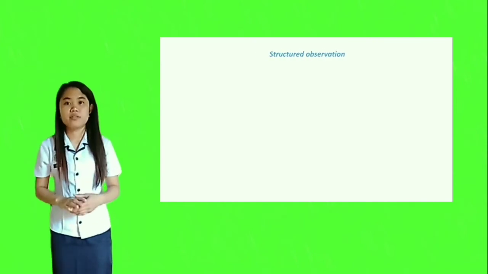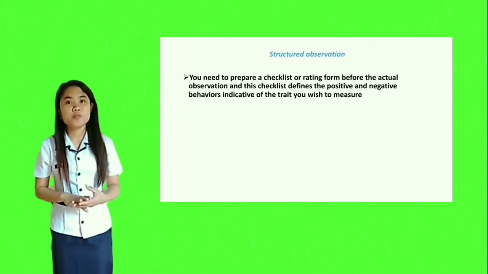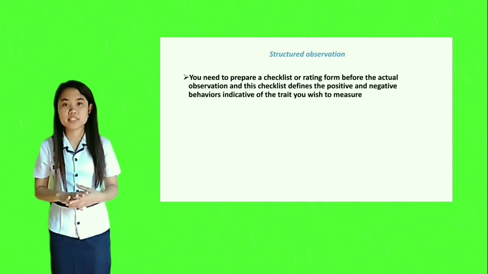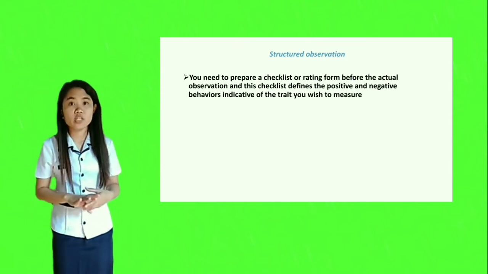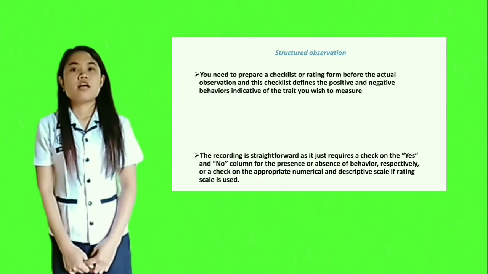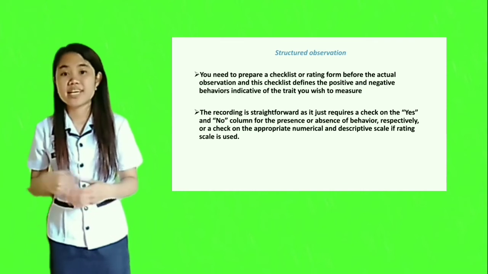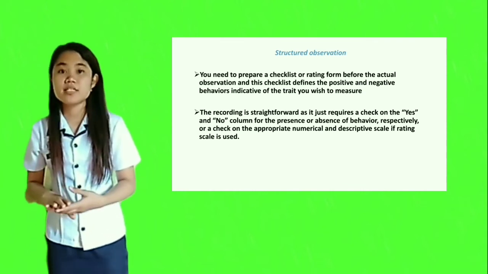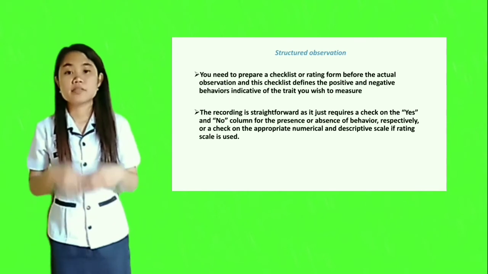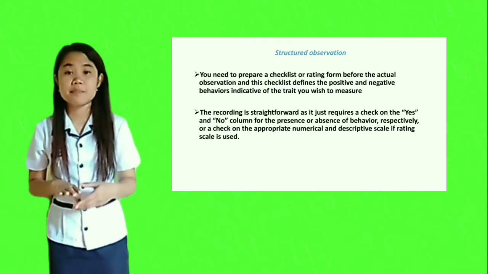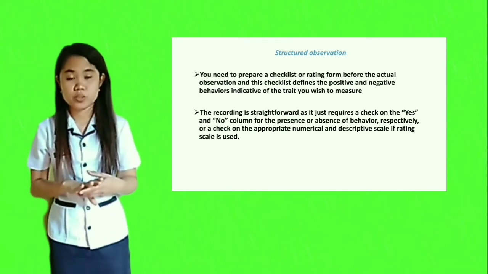Structured observation. You need to prepare a checklist or rating form before the actual observation, and this checklist defines the positive and negative behaviors indicative of the trait you wish to measure. The recording is straightforward as it just requires a check on the yes and no column for the presence or absence of behavior, respectively, or a check on the appropriate numerical and descriptive scale if a rating scale is used.